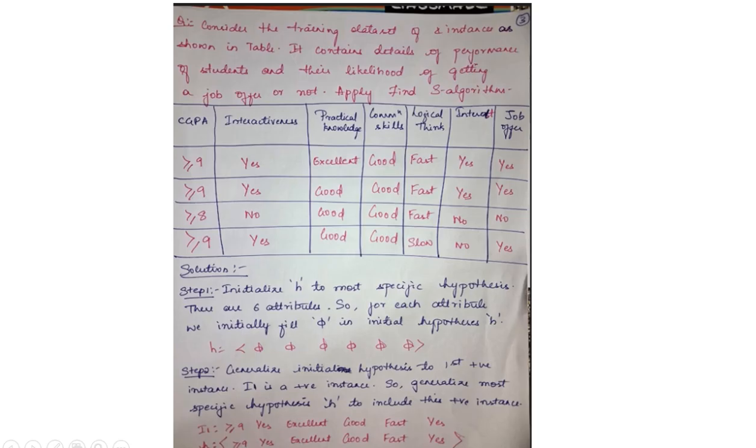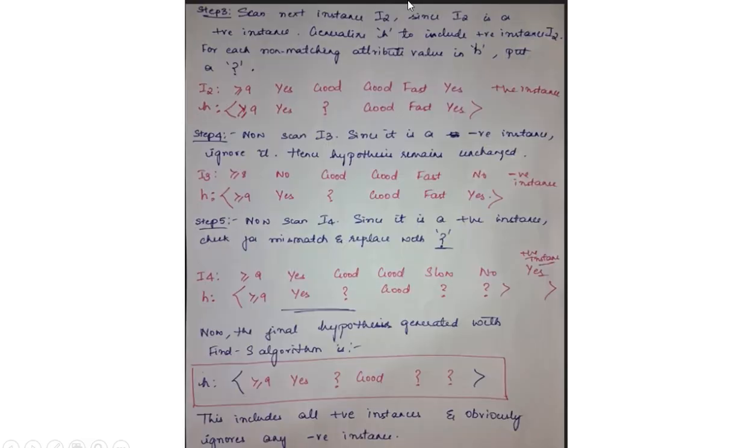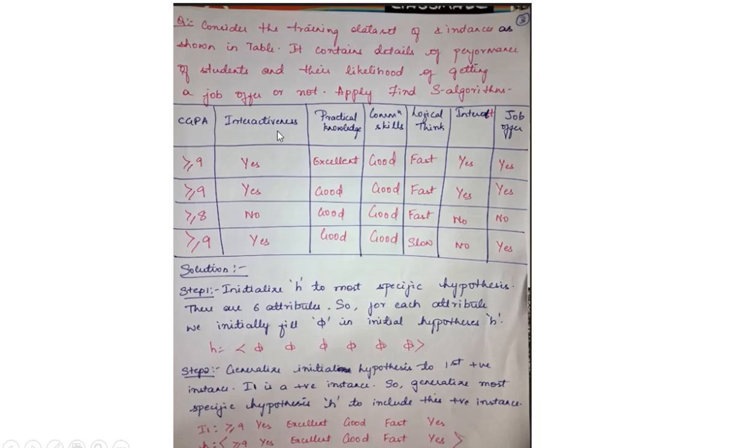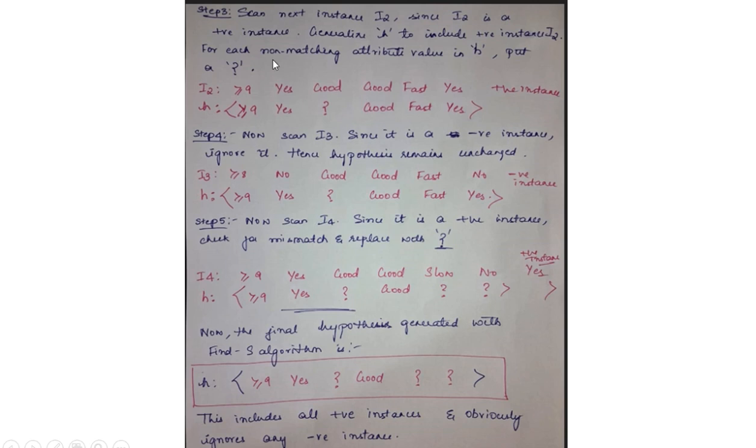Right? Greater than or equal to 9, yes, excellent, good, fast, yes. Just copy the instance values directly to the hypothesis H. Now step 2, we will scan the next instance I2. If you see the next instance I2, or the second row, this is also a positive instance. So just copy all these attribute values to I2. I2 is nothing but all the attributes of the second instance, and it is a positive instance.